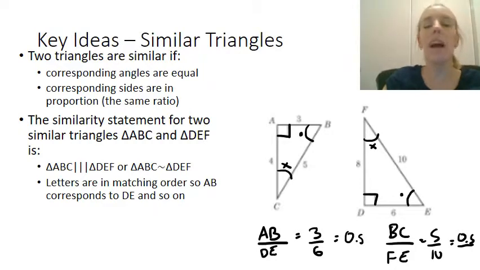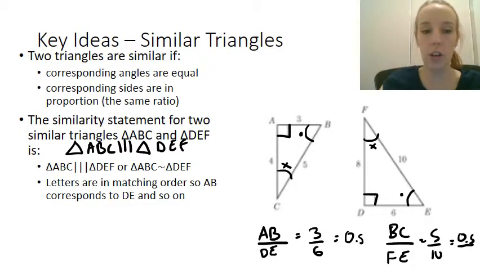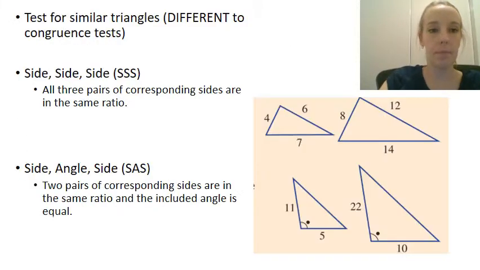So the similarity statement for two triangles is written the same as we do for any other figures. So triangle ABC is similar, which is those vertical lines, to triangle DEF. Alternatively, you can use that wavy line as well. And again, we are trying to write those letters in matching order.